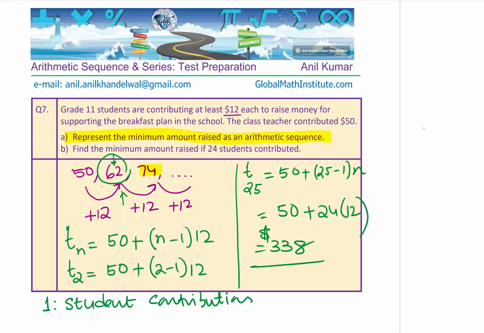Correct? As far as the term number is concerned, each student is actually one more than the term number, right? So Tn plus 1 we have to calculate. Is that clear to you? Tn plus 1. Perfect.